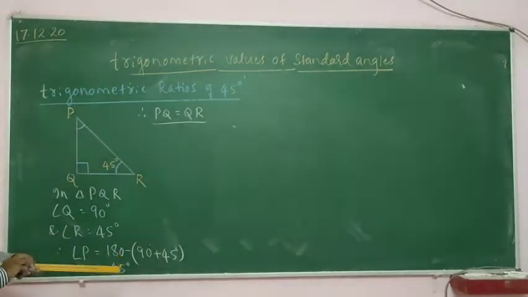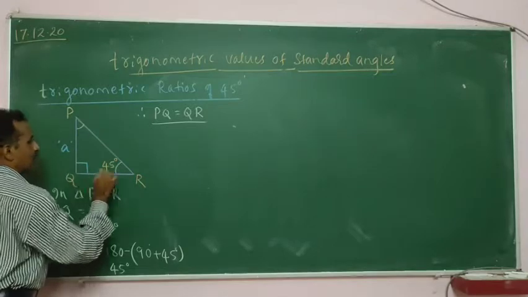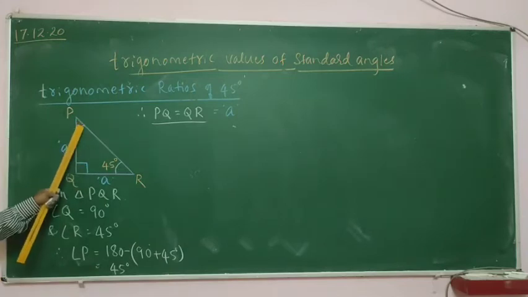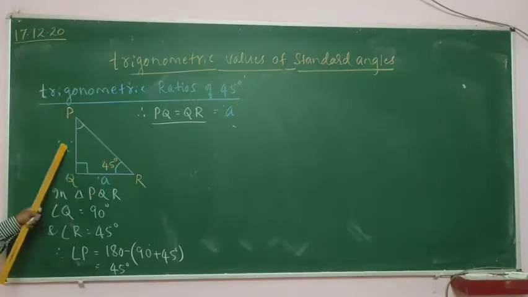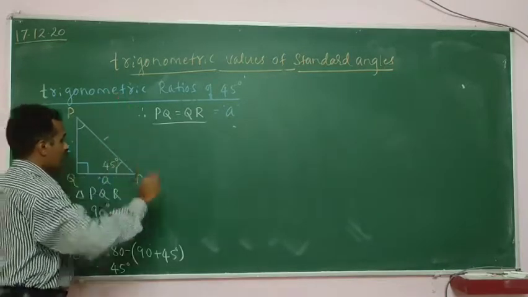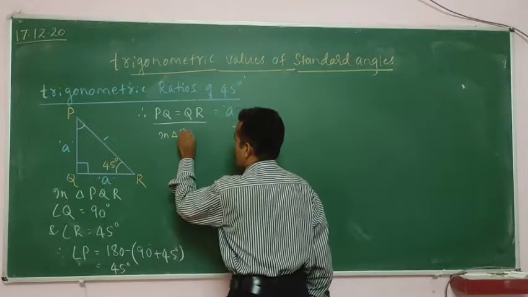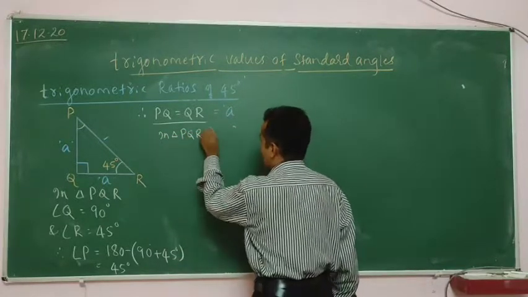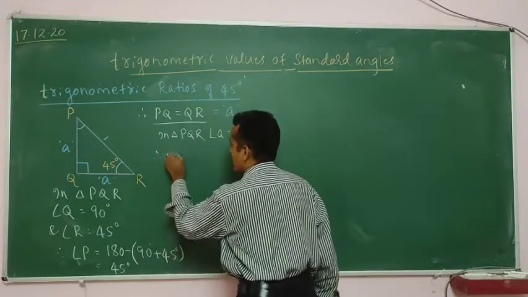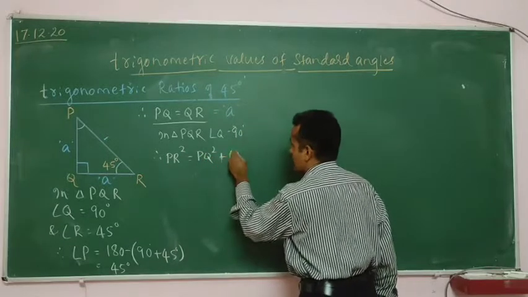I will take each side as a. These 2 angles are equal, therefore opposite sides are also equal. So, I have called each side as a. Now, I will find the length of PR. In triangle PQR, Q is equal to 90. Therefore, PR square is equal to PQ square plus QR square.